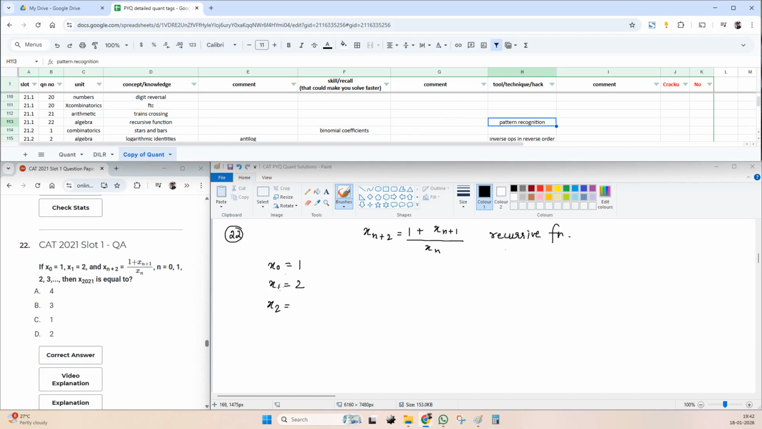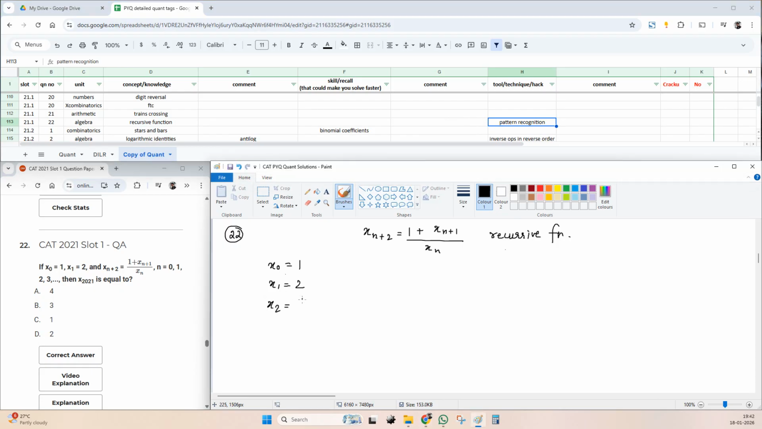X2, what do we have? X2 is 1 plus the previous value divided by the one before that. So that's going to give you 3. X3 is 1 plus the previous value divided by the one before that. 3 by 2 is 2. X4 is 1 plus the previous value divided by the one before that, and you will get 1.